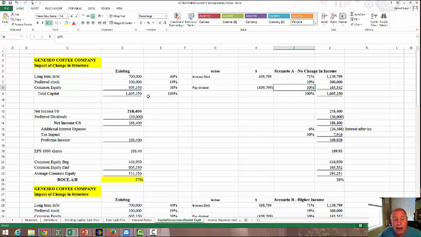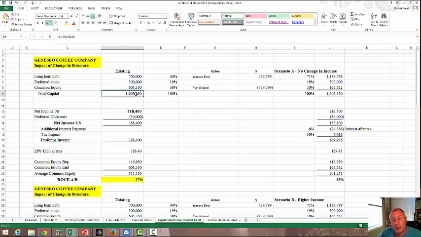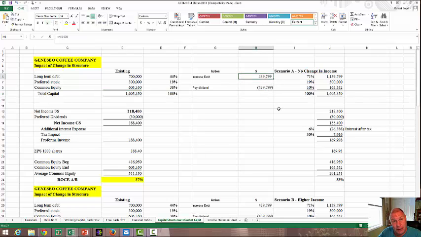Okay? Still got to be $1,605,350. So you know you need to issue $439,799 in debt, and you can do that by borrowing money from a bank, by doing a bond offering. This size is pretty much going to be a loan from the bank. And then you're going to pay the dividend because you want to reduce the equity.